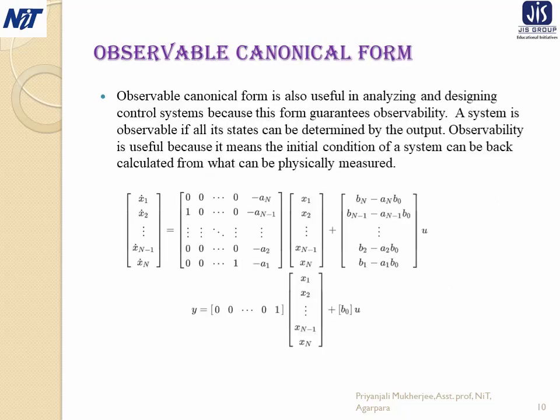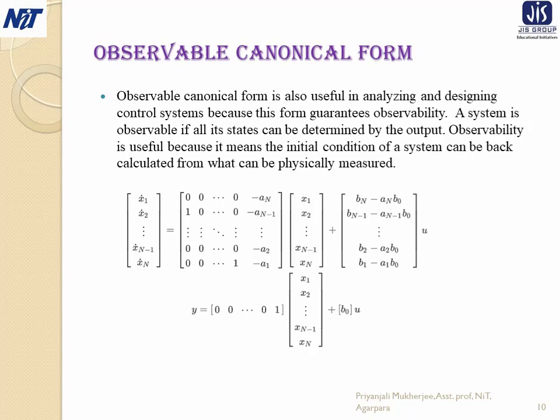Next is the observable canonical form. The observable canonical form can also be used in analyzing and designing control systems. If a system is observable, then all its states can be determined from the output. So what is the observable form? Look here: if we consider x dot equal to Ax plus Bu, then the last row has been shifted to the last column. That means the matrix has been transposed.